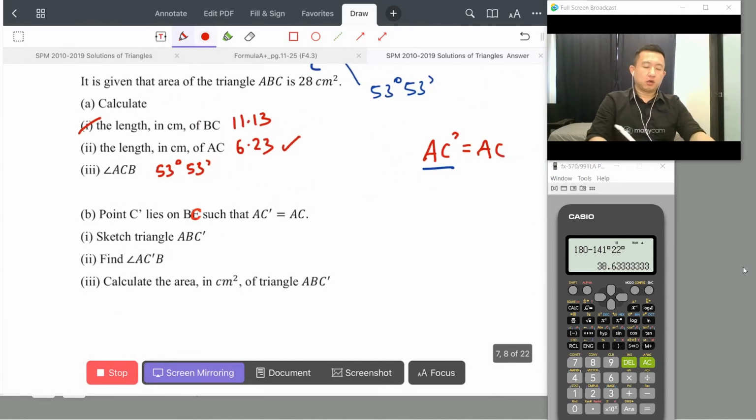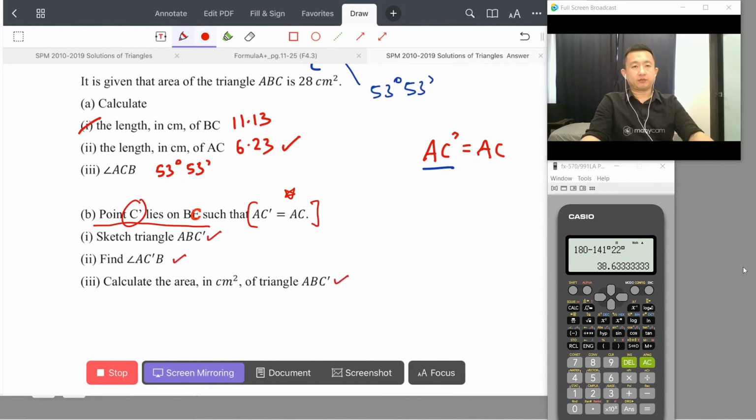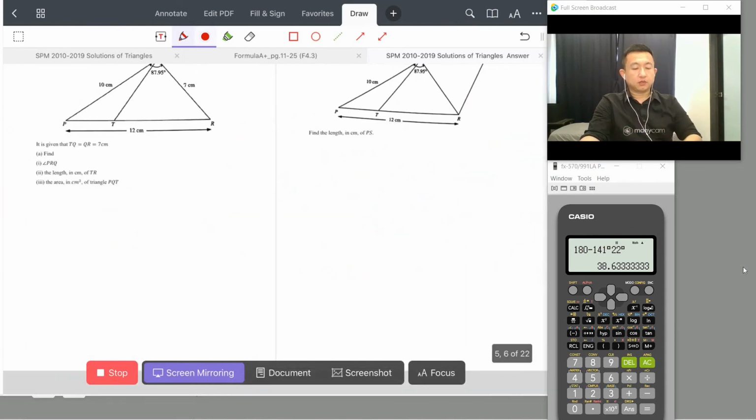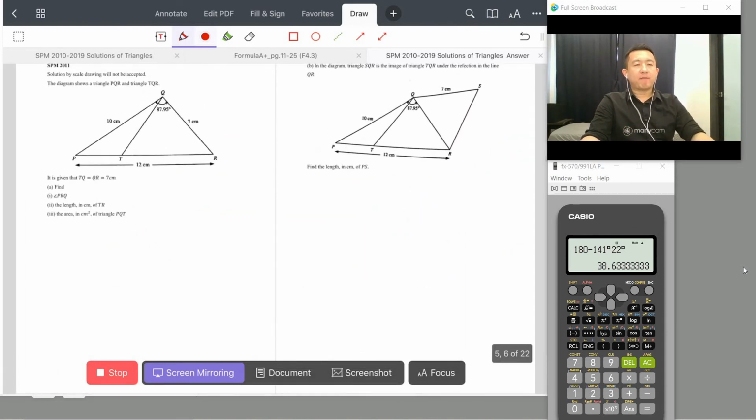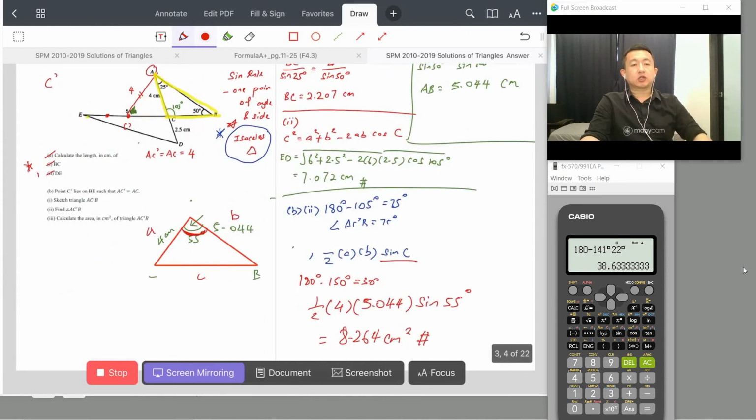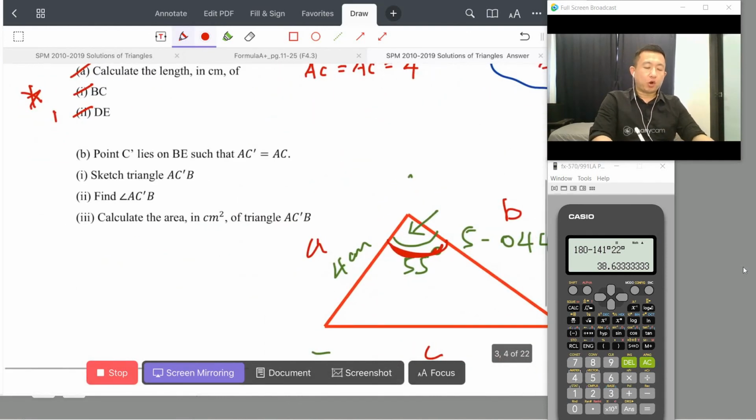2012, point C prime lies on BE, BC such that AC prime equals AC. So new point, new requirements, sketching the new shape, find a new angle, and find a new area. 2011, no ambiguous case. 2010, point C prime, new point, lies on BE such that AC prime equals AC, sketch a new shape, find a new angle, find a new area.